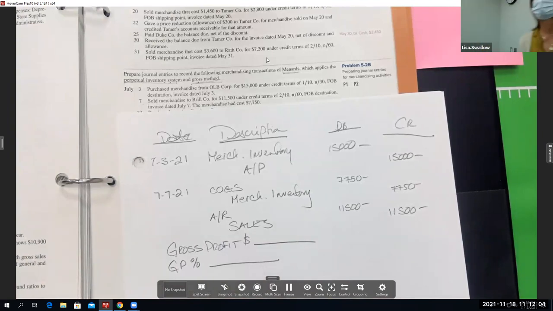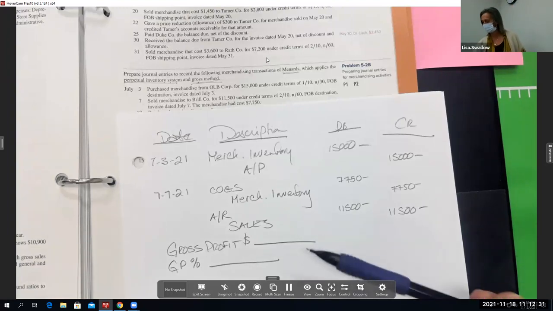Nope, there's a model for gross profit. Can anybody help Andrew out? It's what minus what equals gross profit? Sales minus cost of goods sold. And then the percentage is what divided by what? Anybody? It's the gross profit. Go ahead.